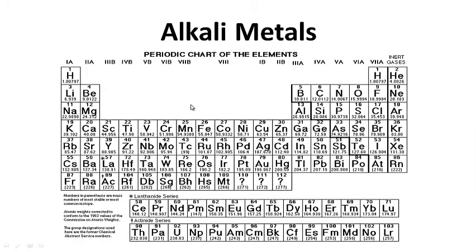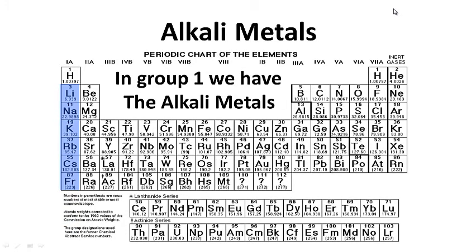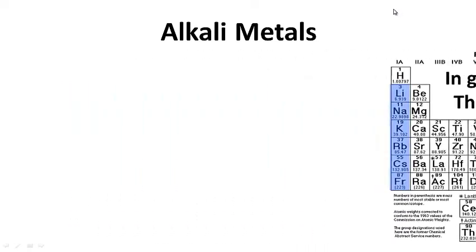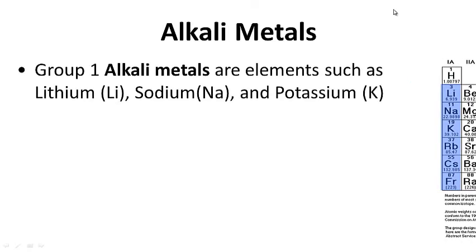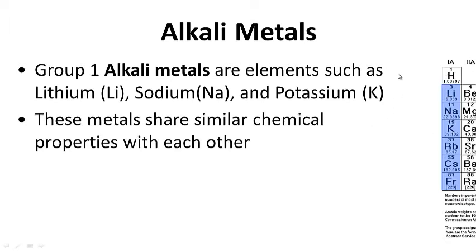All right, so alkali metals. Let's look at the alkali metals here in group 1. Group 1 alkali metals are elements such as lithium, sodium, potassium, rubidium. These metals share similar chemical properties with each other. They behave in a very similar manner in how they react and combine with other elements.